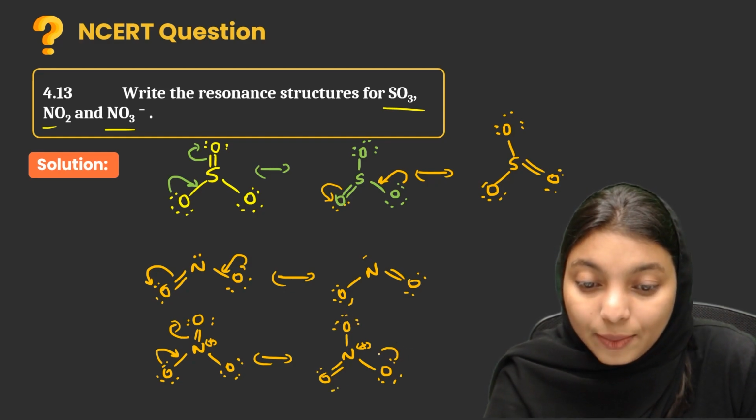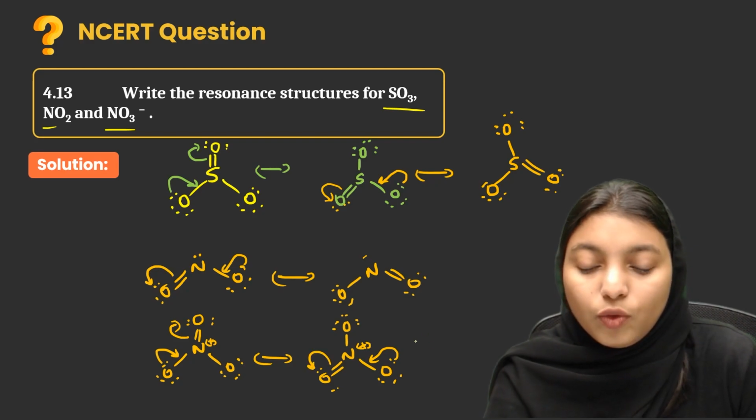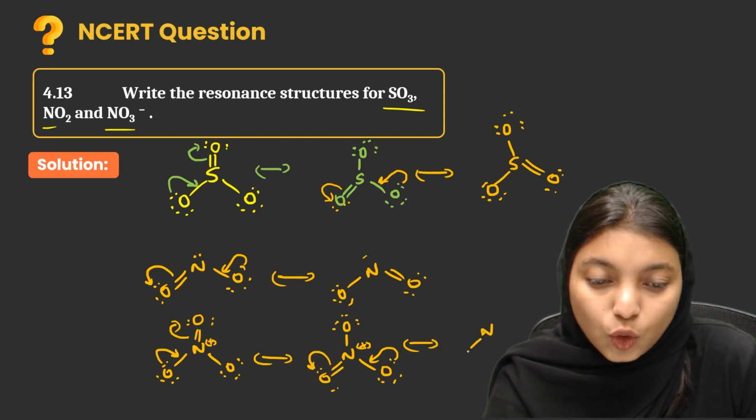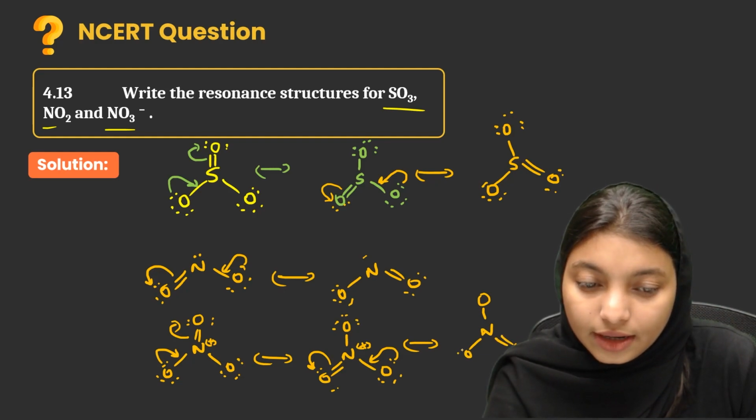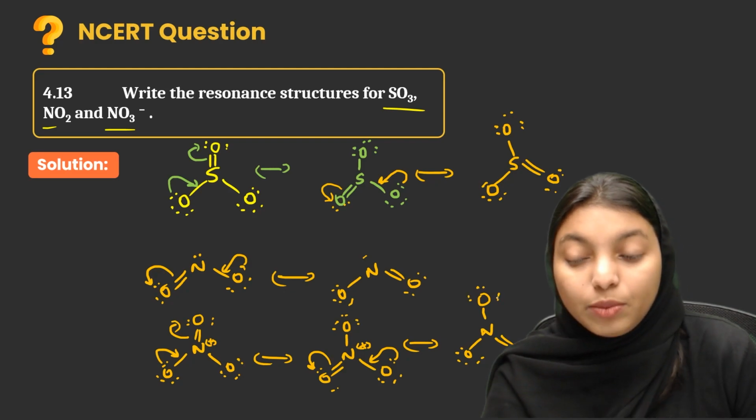Again what will happen? This will move here, this will move here. So the double bond is going to each and every position. Clear? I hope you got this answer. If you have any doubt, please let me know.